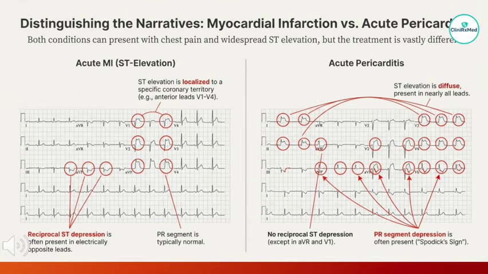Always check for reciprocal changes. If they are present, it's likely an MI. If the ST elevation is diffuse and the PR segment is depressed, except in aVR, suspect pericarditis.